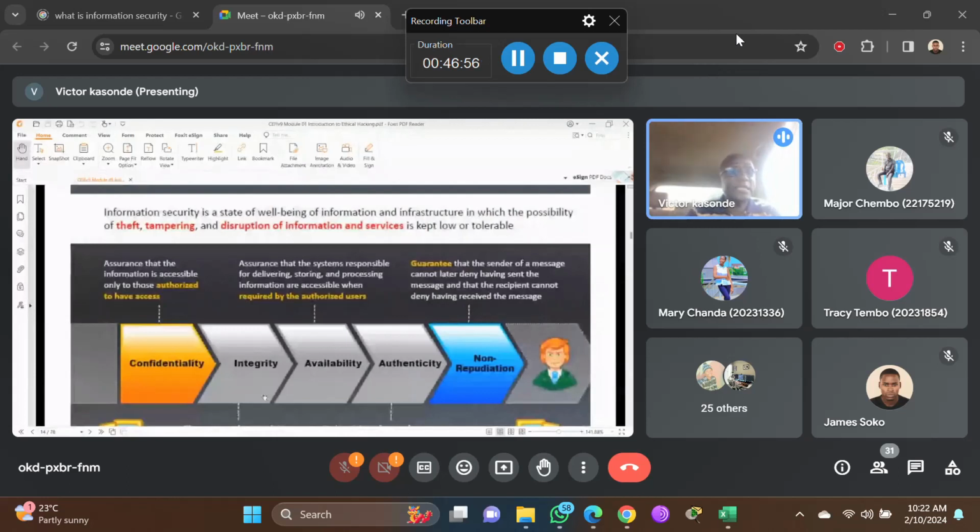So this is an assurance that the information is accessible only to those authorized to have access. Those who don't have authority to access that information are not supposed to see it. Information is supposed to be shared only with those people who are supposed to get it. The information of your exam is supposed to be shared just between a lecturer and yourself, not any other person. It's supposed to be confidential. I can access what you have, it's just me and you. So I'm authorized to access your information, and you are also authorized to access that particular information. So only the two of us are supposed to know that.